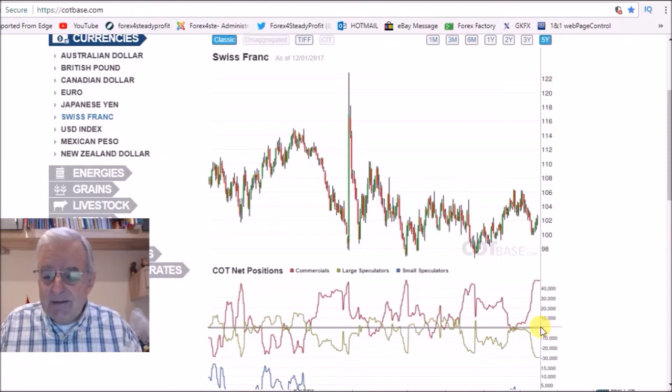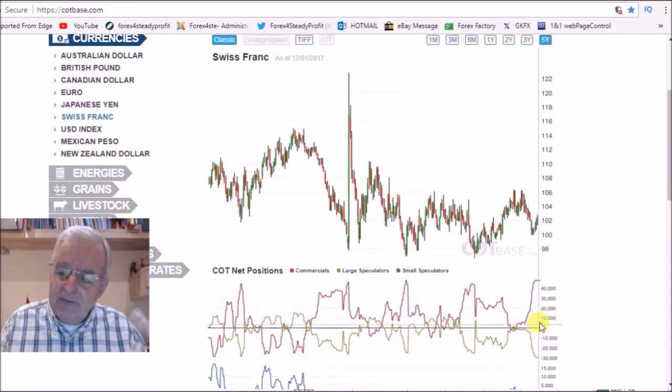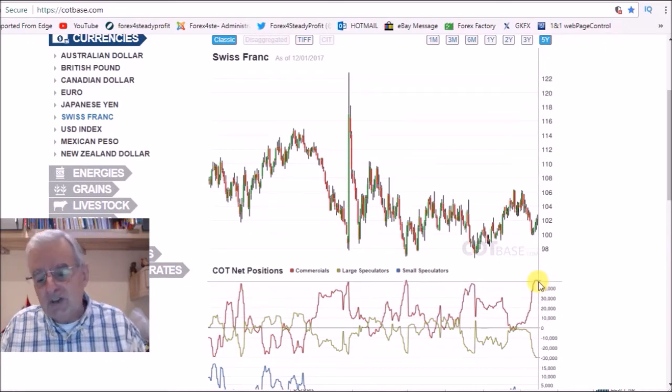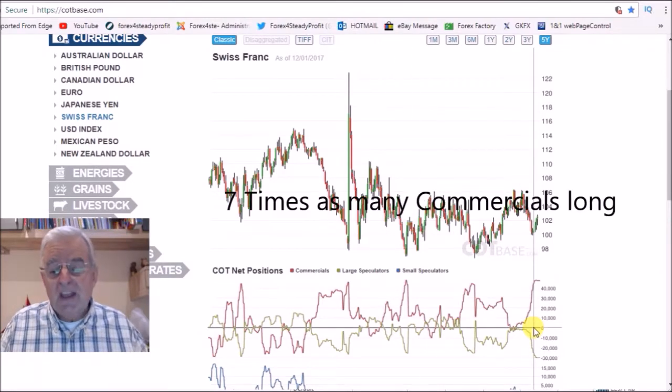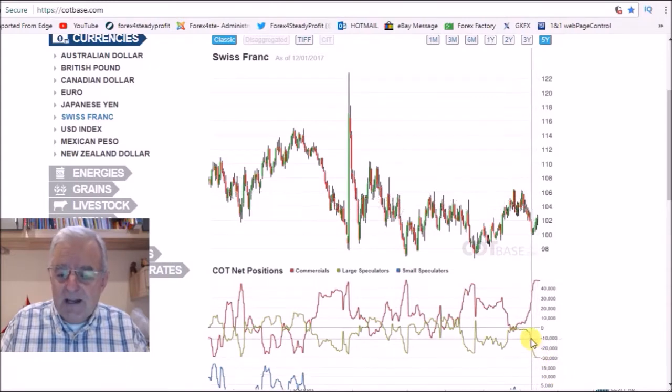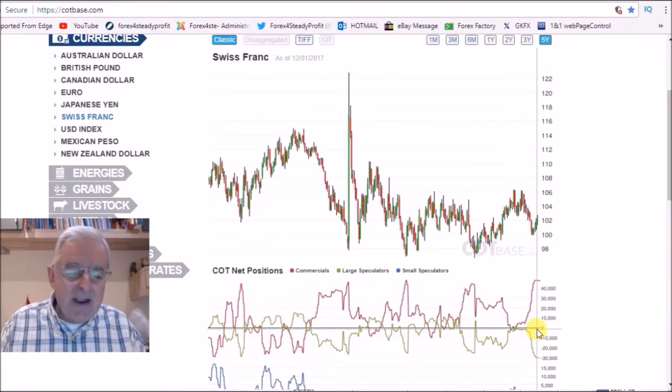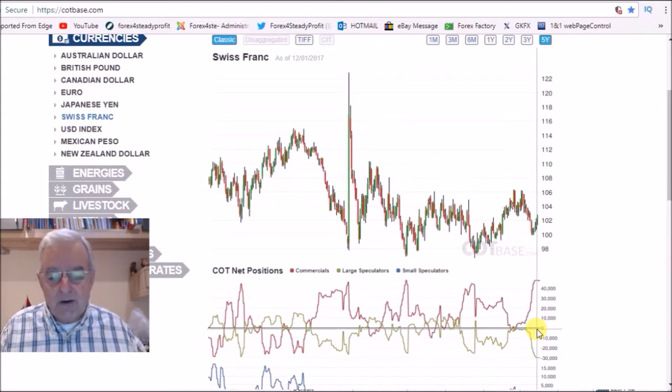They're in an extreme long position. Now, the positions taken by the commercials, if you have 7 positions long and 1 position short, that gives you a 7 to 1 ratio of longs against shorts. And for the speculators, it's about 3 to 1. So for every 3 contracts they have short, they have 1 contract long.